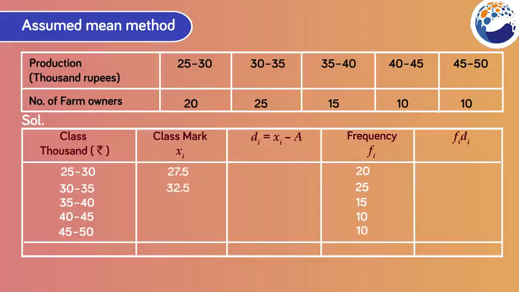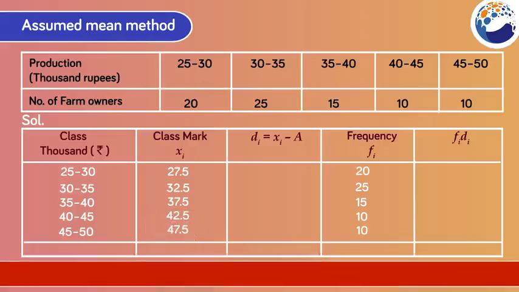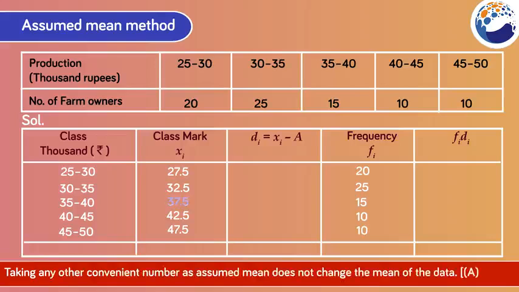Select any value in the class mark column as the assumed mean. It is denoted by A. Generally, the middle value of the column is selected. Taking any other convenient number as the assumed mean does not change the mean of the data. A is equal to 37.5.